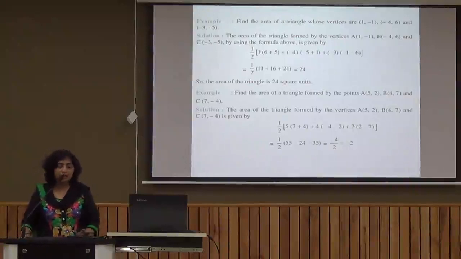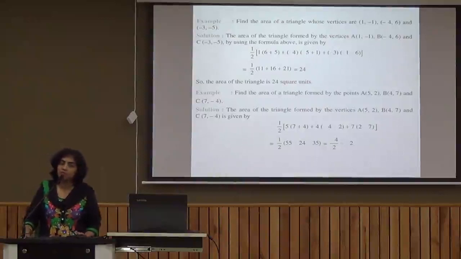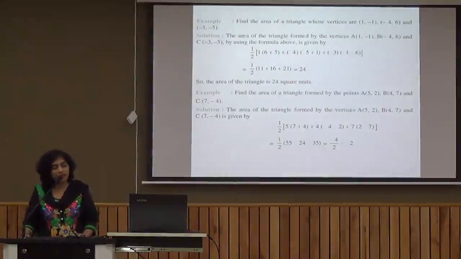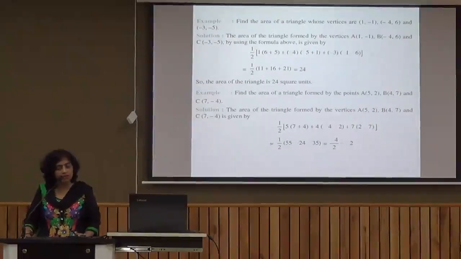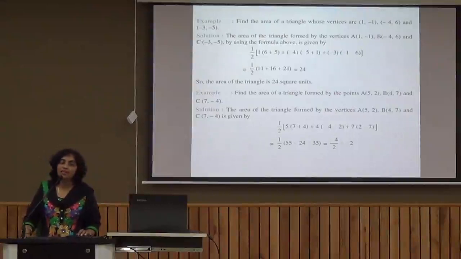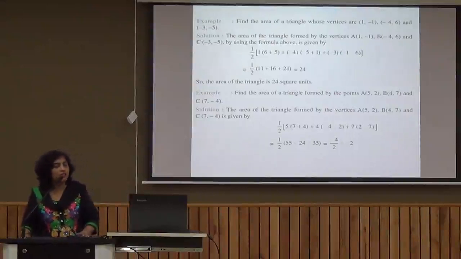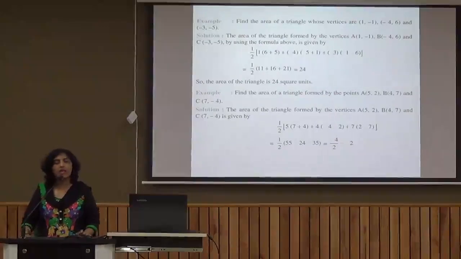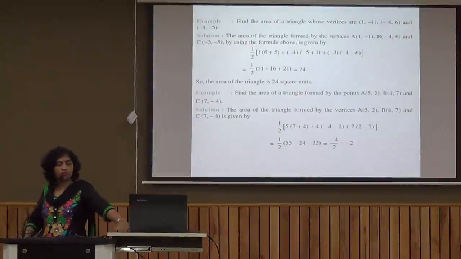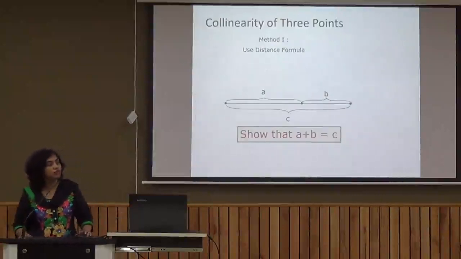Let's see another example in which, when we solve for the area of the triangle, the value comes out to be negative. So find the area of the triangle formed by the points A (5, 2), B (4, 7) and C (-7, -4). When we put all these values in the formula, we get minus 4 upon 2, which is equal to minus 2. But as area cannot be negative, we take it as 2 square units. So the area of this triangle would be 2 square units.